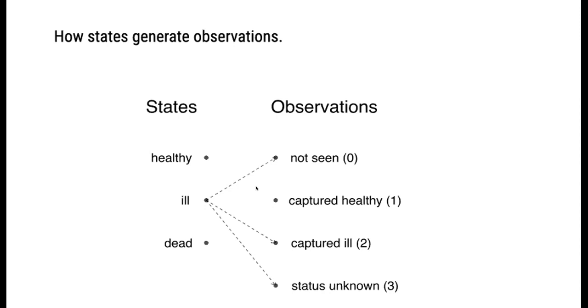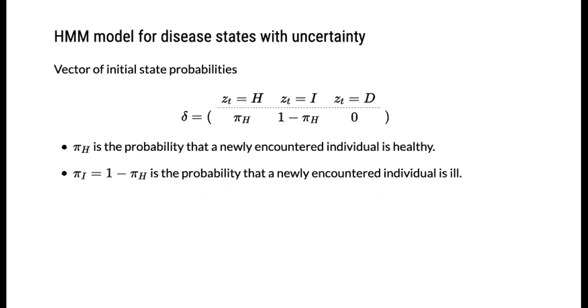You may be undetected, you may be captured and diagnosed healthy, or you may be captured, seen from distance, and we cannot really say whether you were sick or not, right? All of them together. And now the vector of initial state probabilities, it's the same as before for the breeding non-breeding.